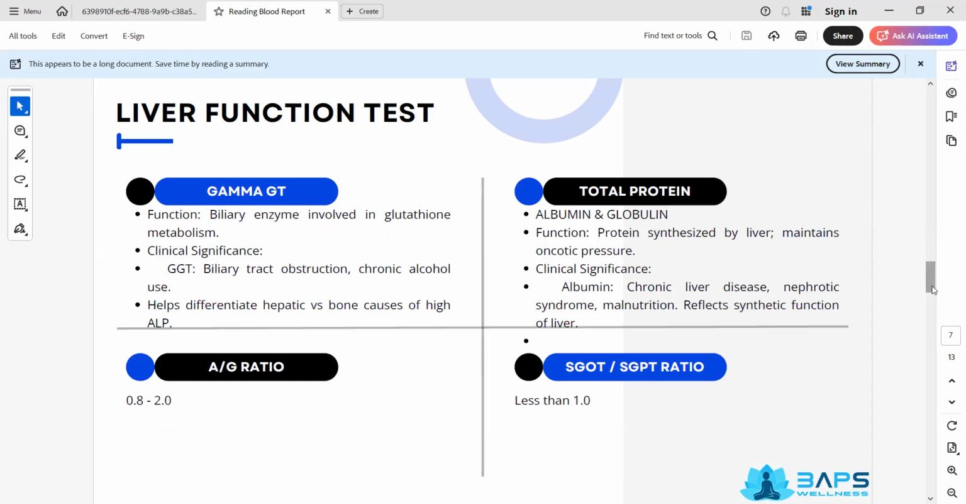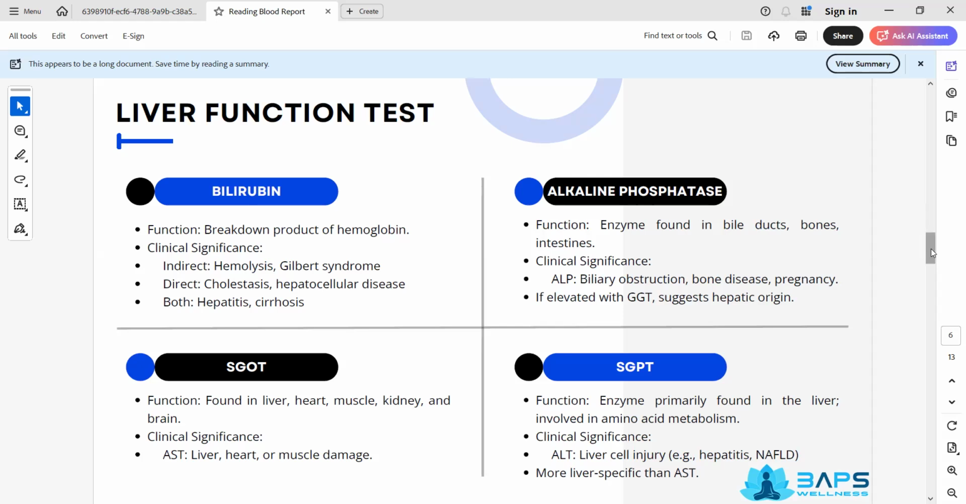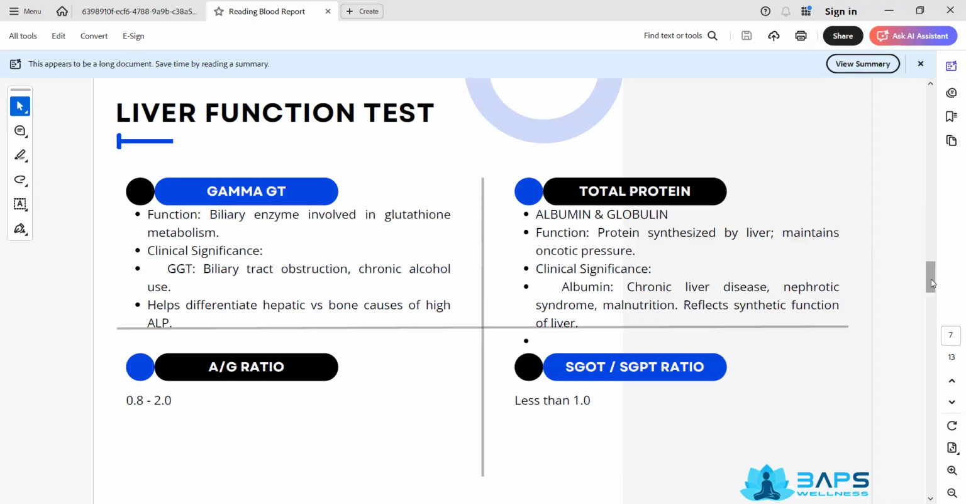Sir, in ALP, intestine is written. So, in what condition of the intestine will the ALP be high? There are so many conditions. Let us not get into all the details of the diseases. Okay, sir. Because we have to cover a lot of other things up to gynecology, urine, so many others, half of it is still to be covered, more than 1 hour.